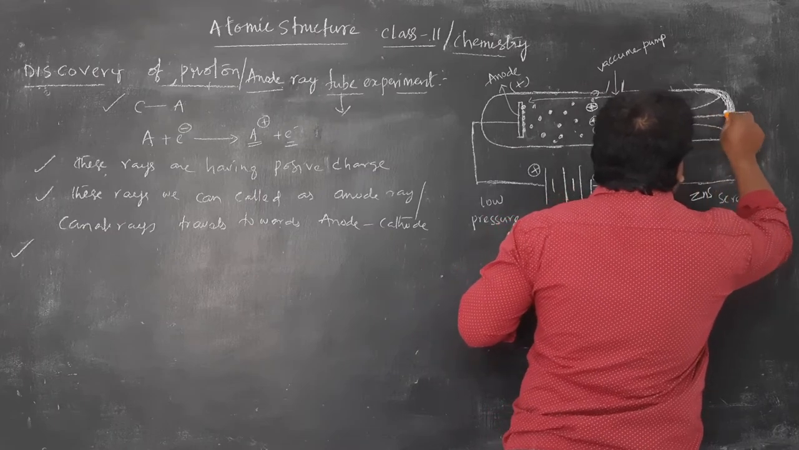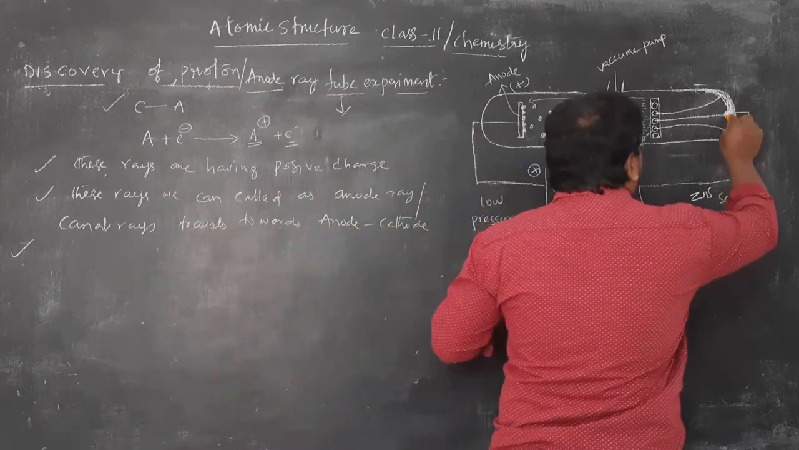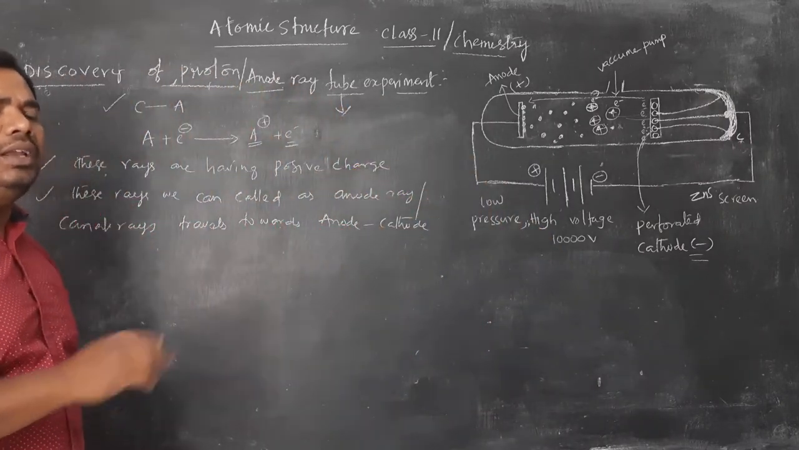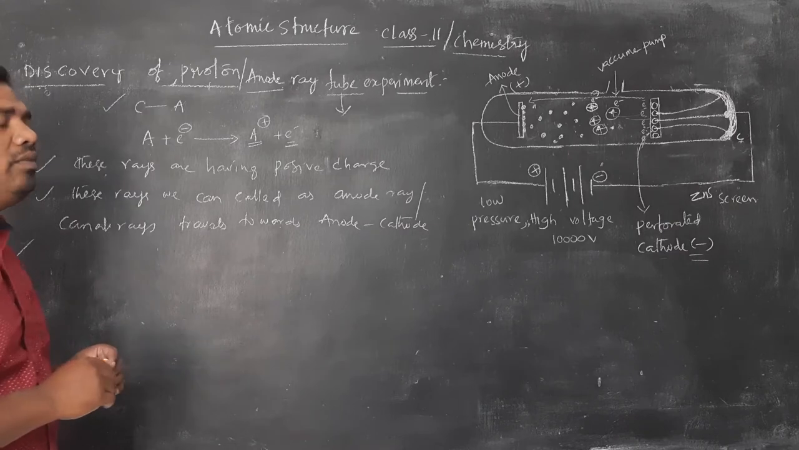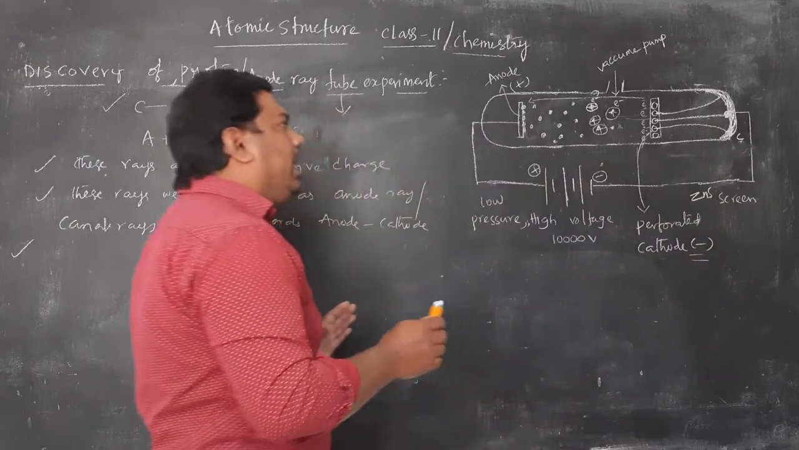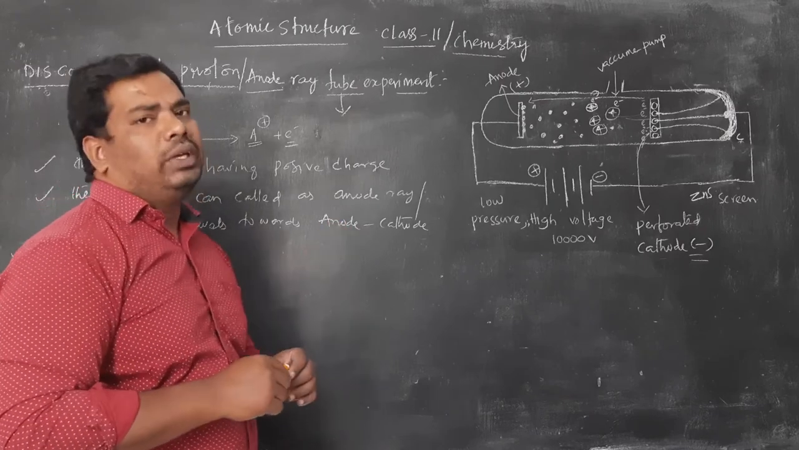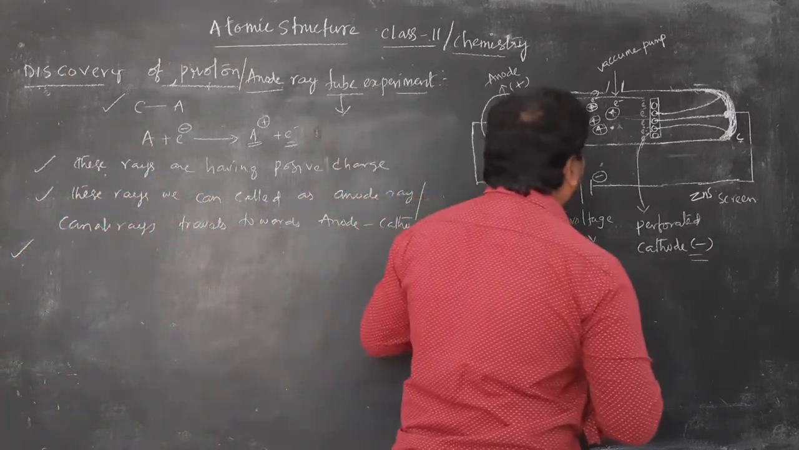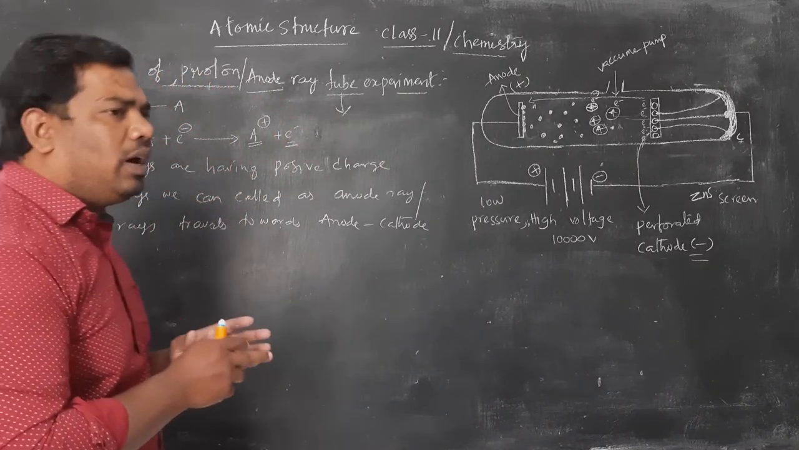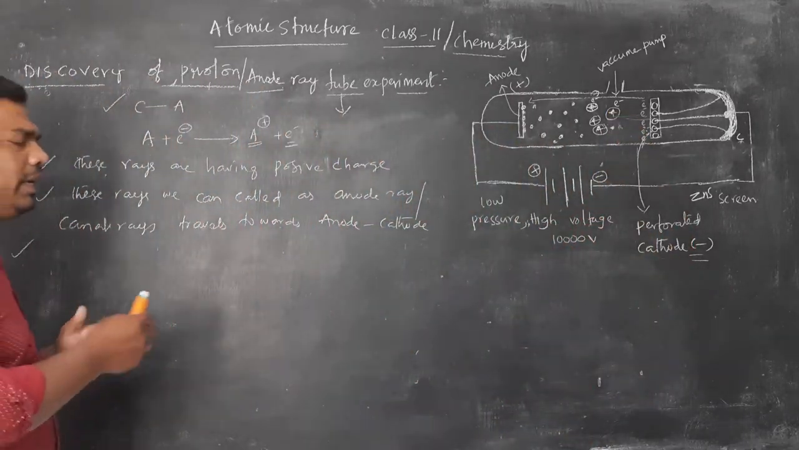So when these positively charged particles move towards the perforated cathode material, they strike the zinc sulfide screen, which is at the backside of the cathode plate. When they strike the zinc sulfide screen, the screen will glow. Due to this glow, we can conclude that these positively charged particles move in the anode to cathode direction. Clear?